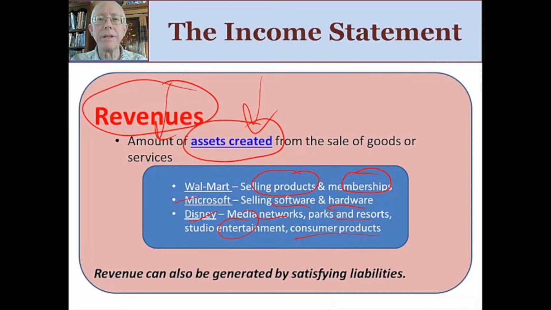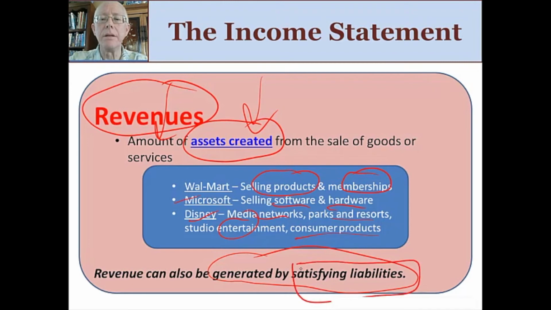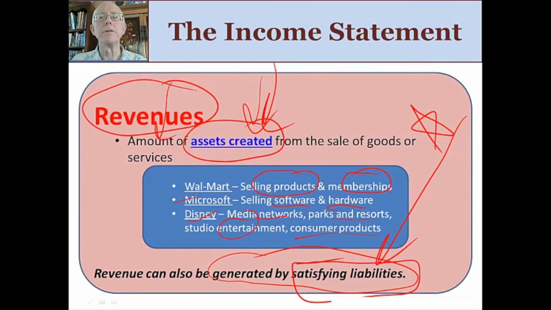Now, to tell you the whole story, revenue can also be generated by satisfying liabilities. Let's say that I owe somebody some money, and they say, listen, you've got a business, right? You owe me some money, right? Yeah. Well, instead of paying me back, go ahead and do some work for me. I'm satisfying that liability by doing work. So revenue is the amount of assets created or liabilities satisfied through doing business. We'll generally use this definition of assets created. But remember, revenue can also be the amount of liabilities satisfied through doing business.